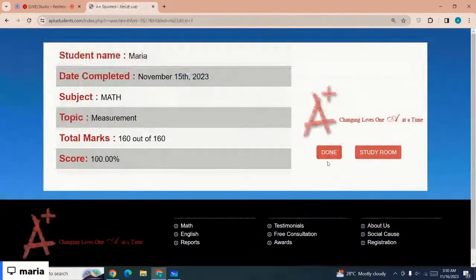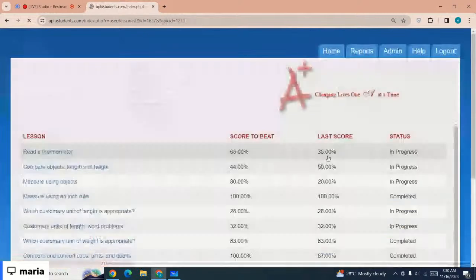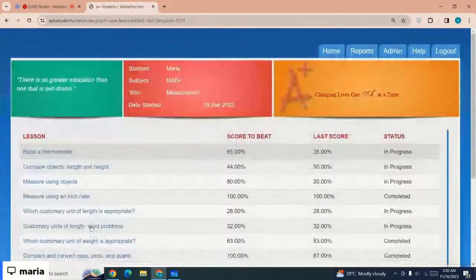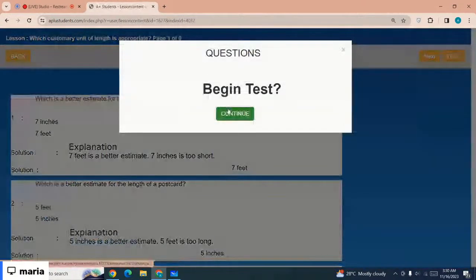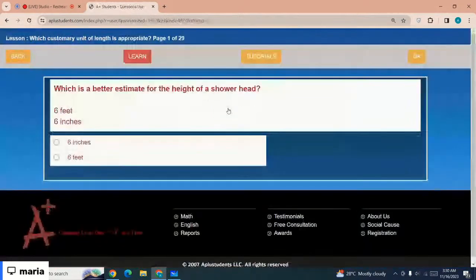Okay, the next lesson is which customary unit of length is appropriate. Okay, so you are given, which is a better estimate for the height of a shower head? 6 feet or 6 inches, which is the correct option?